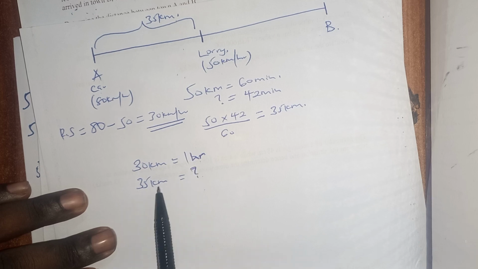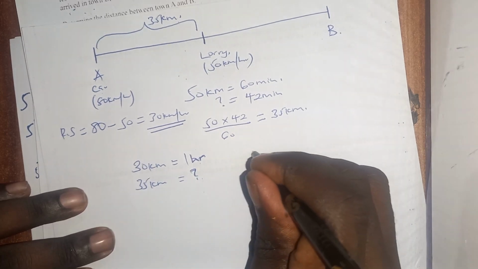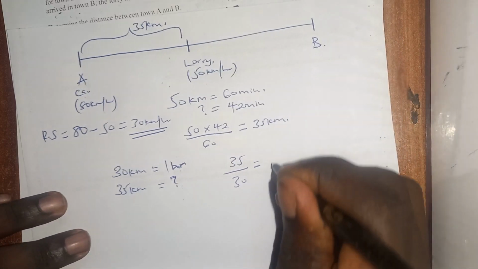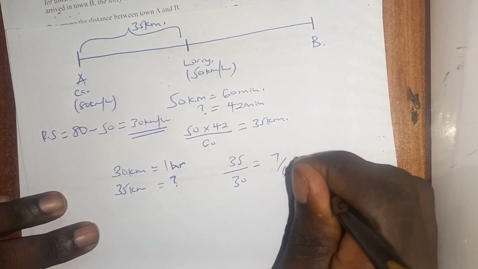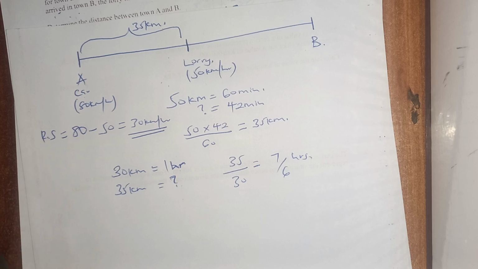Distance to be covered is 35 kilometers. So what time will it take? It's going to be 35 divided by 30. That's going to be 7/6 hours, right? So what this means is it took the car 7/6 hours to get to the lorry while the lorry was still traveling at 50 kilometers per hour and while the car was traveling at 80 kilometers per hour. Okay? I hope we are together there.